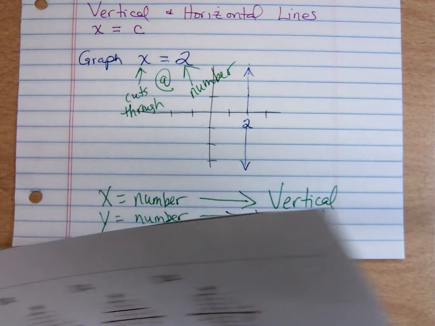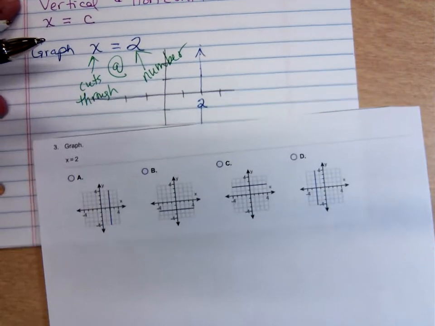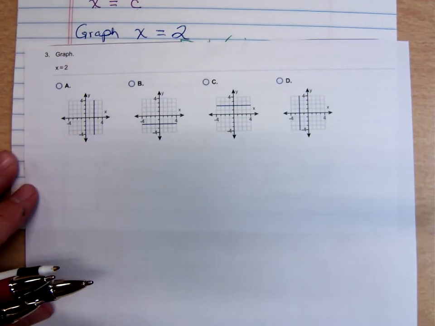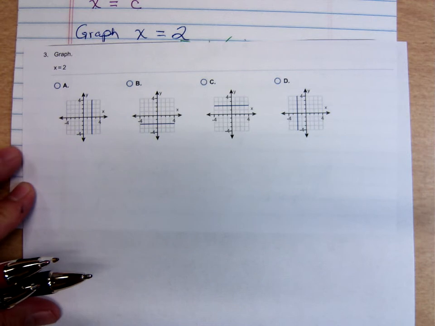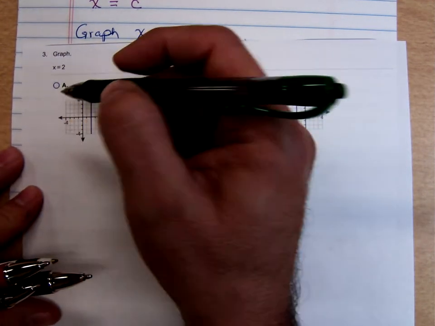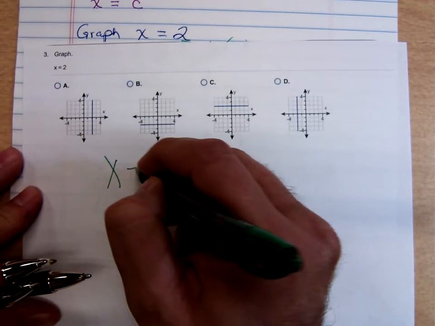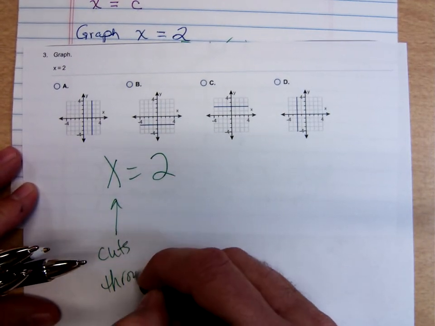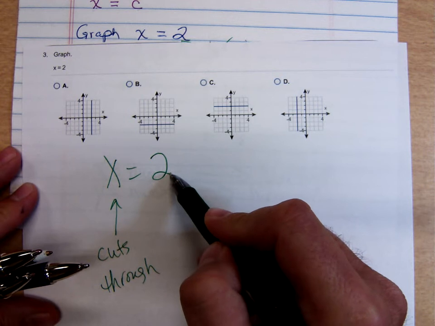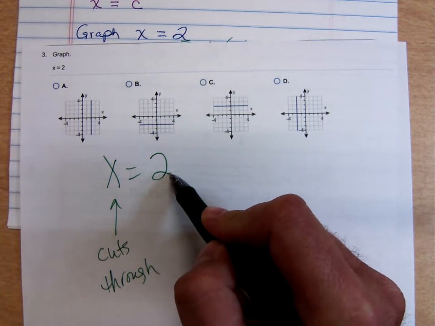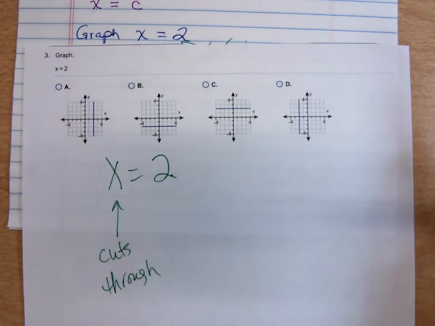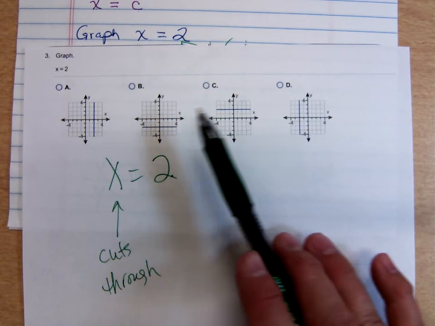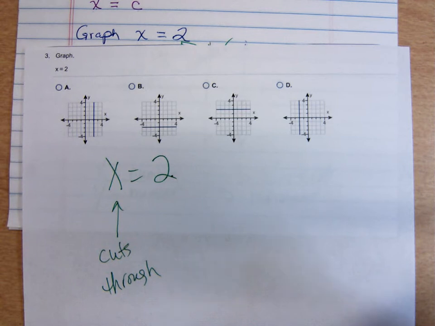Let's see. I think I've already done this problem here. It says graph x equals 2. Can y'all see that? Well, when I see this, I think I need a graph that cuts through this axis at the number 2. If it's cutting through the x-axis, it has to be vertical. So I wouldn't guess B and C. Those are horizontal. Which one do y'all think it is, A or D?